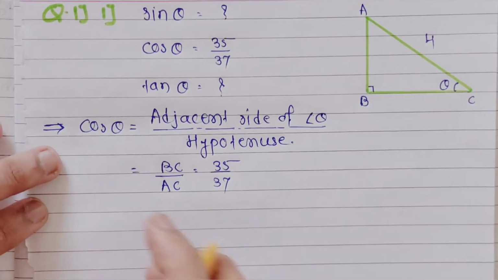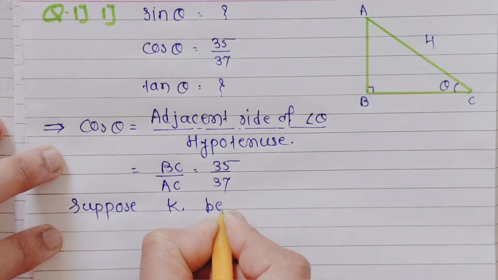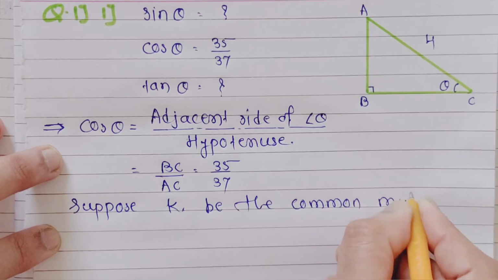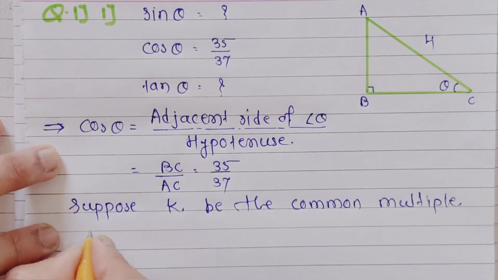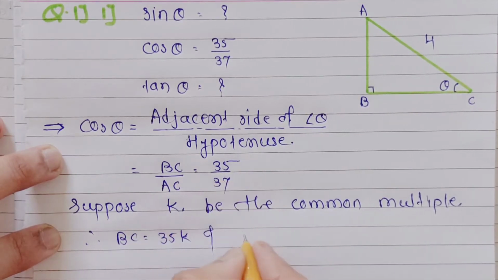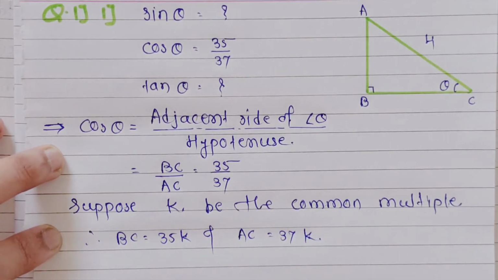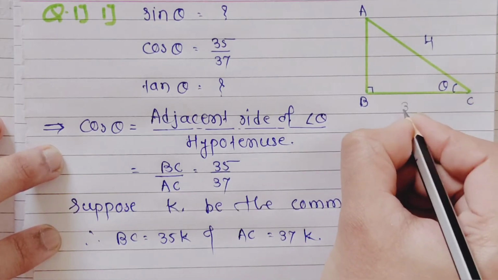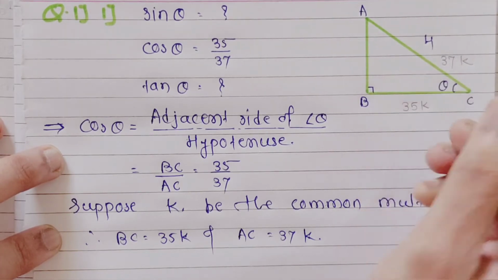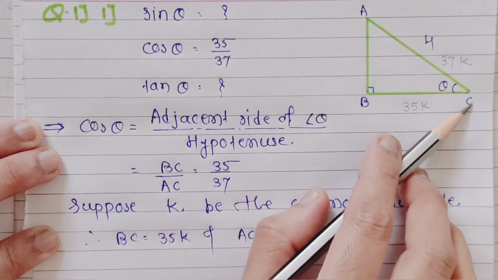So suppose K be the common multiple. So therefore we can write BC is equal to 35K and AC is equal to 37K. So इथं आपण मेन्शन करूया BC is equal to 35K and AC is equal to 37K. So first we have to find out the length of AB. Is it clear? And triangle ABC is nothing but right angle triangle.